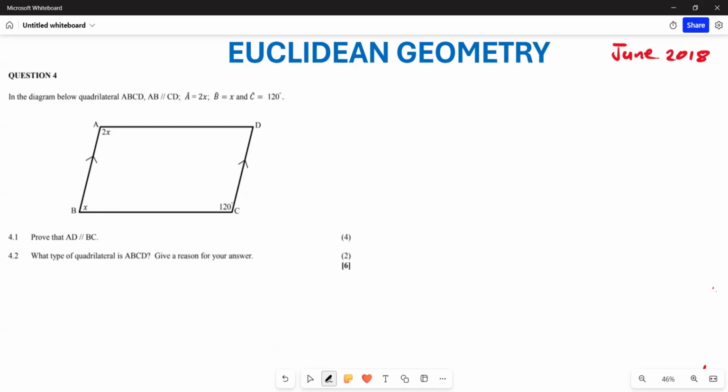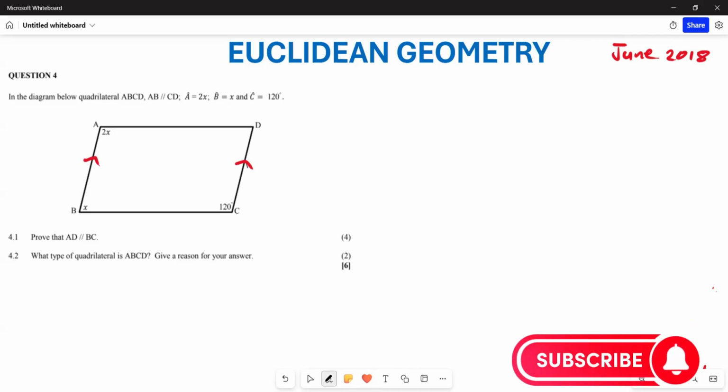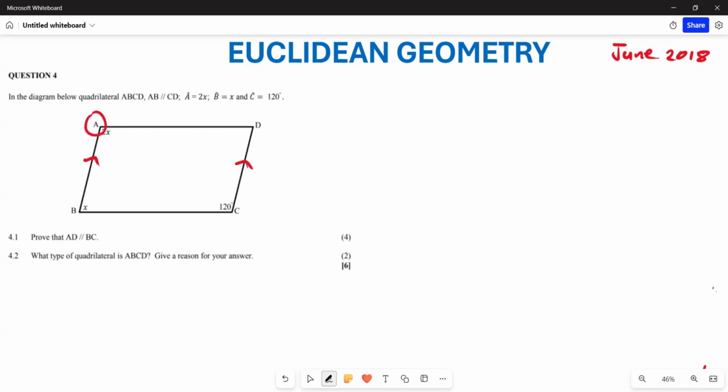They say in the diagram below, you are given a quadrilateral ABCD where AB is parallel to CD. You can see from these signs here, which show that these two are parallel to each other. Now they say B is equal to X and C is equal to 120. Now they want you to prove that your AD is going to be parallel to your BC, which means they want you to prove that these two are also parallel to each other. Now, what is it that you're going to do to prove that?